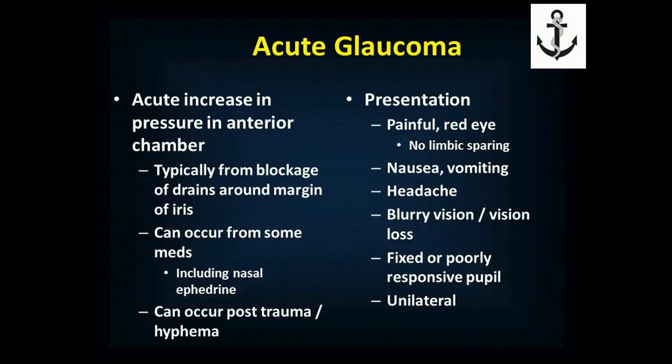So somebody has a cold, they're using nasal ephedrine, and then all of a sudden they have this painful red eye. The limbus is not spared, so the redness looks like a conjunctivitis, but it extends all the way to the cornea. They've got nausea and vomiting and a headache, and they get blurry vision as the lens gets distorted, and then finally vision loss. You're going to say, what the heck's going on?